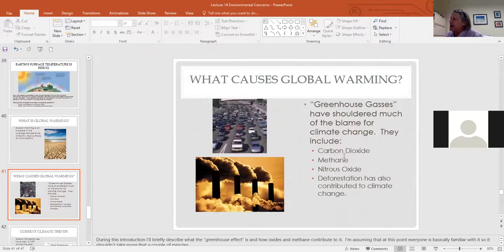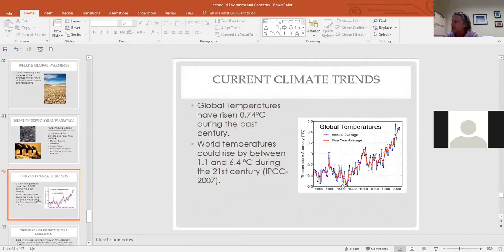So the greenhouse gas, carbon dioxide's number one with a bullet, methane, nitrous oxide, and now deforestation also contributes to that, because the trees pull carbon dioxide out. They also help shade the ground, so heat builds up less, so you have less of that infrared light. But when they're gone, our ambient temperature increases and the carbon dioxide increases.